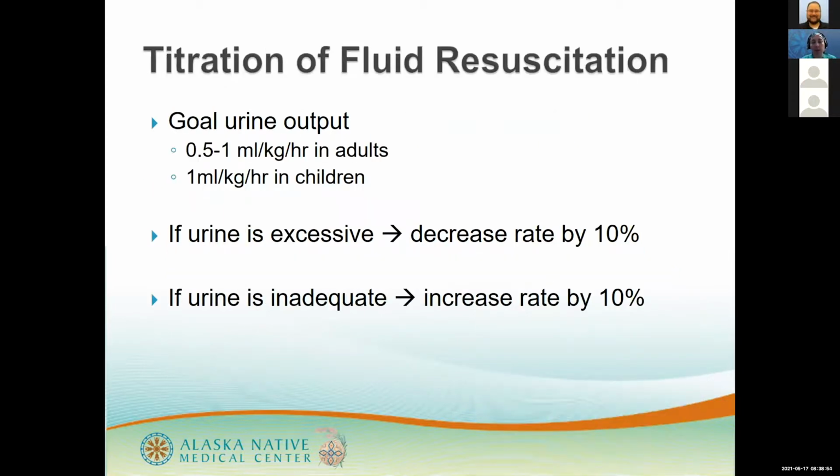The goal of urine output in adults is usually 0.5 cc per kg per hour. We go up to 1 in things like electrical injury, but for kids, we want 1 cc per kg per hour. Again, if the urine is excessive, you can decrease the rate by 10%. And if urine is inadequate, you're going to increase the rate by 10%. So let's say you start the fluid resuscitation at 500 cc's an hour. Over the next hour, you hear that the urine output is 10. Instead of bolusing for low urine output, you're going to increase by 10%. So you're going to increase the rate to 550 cc's an hour.